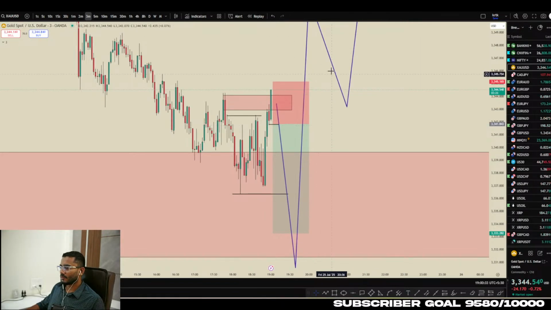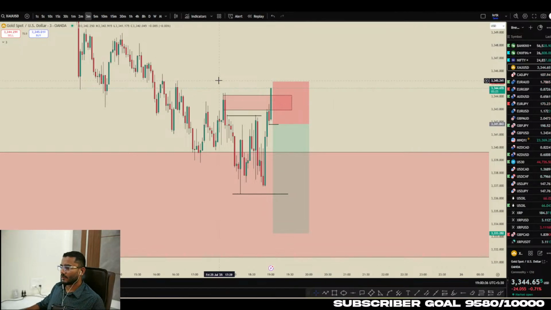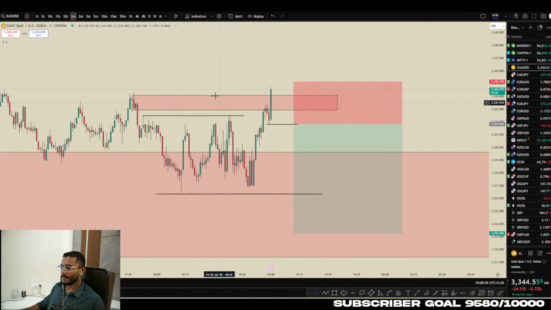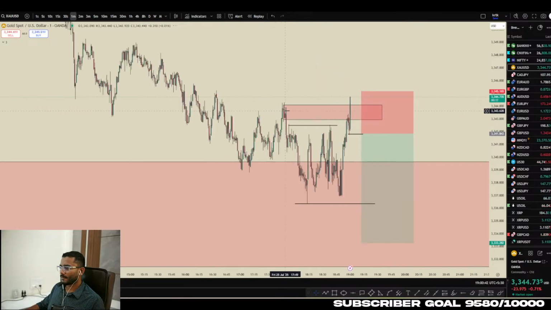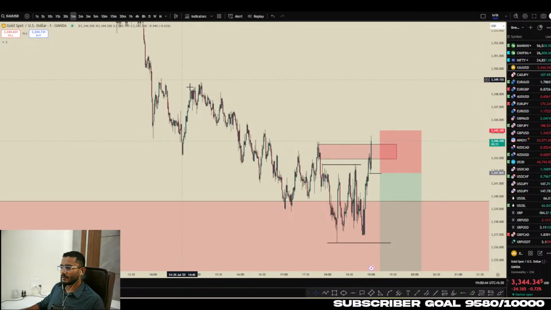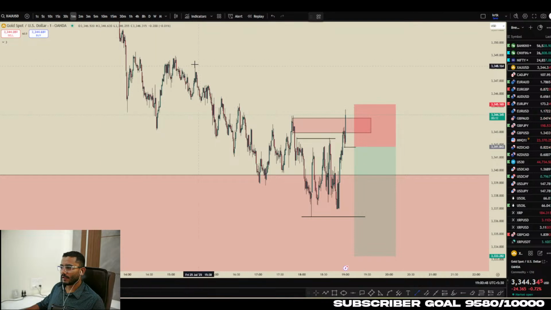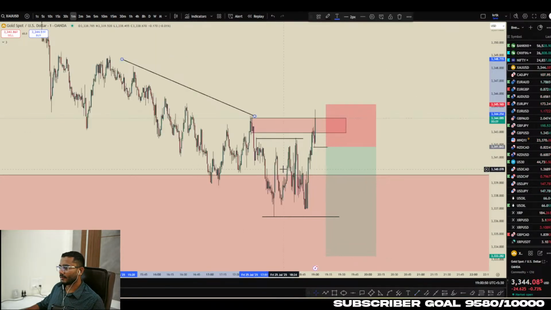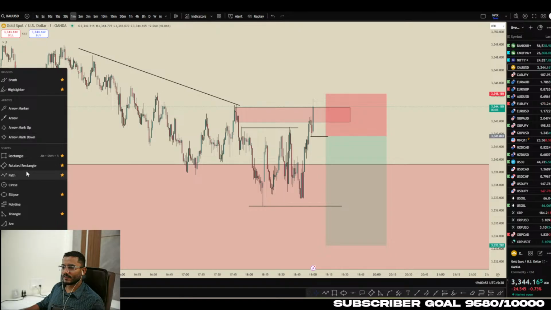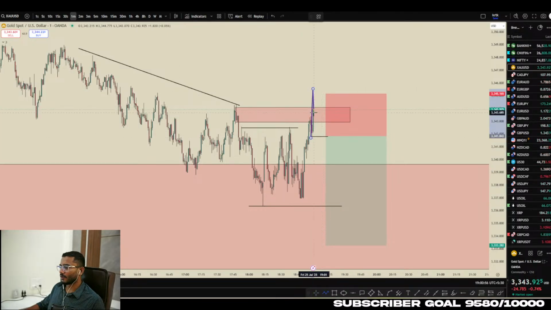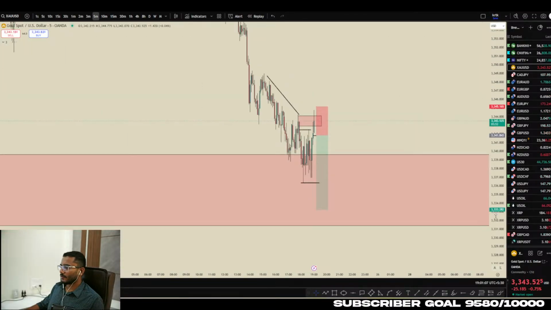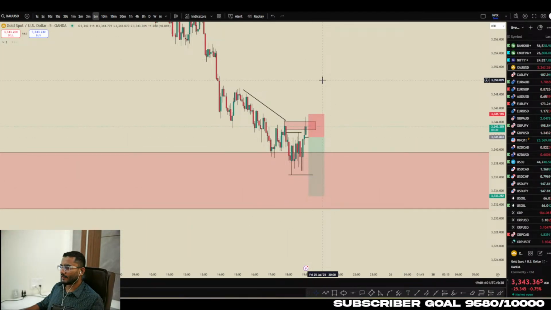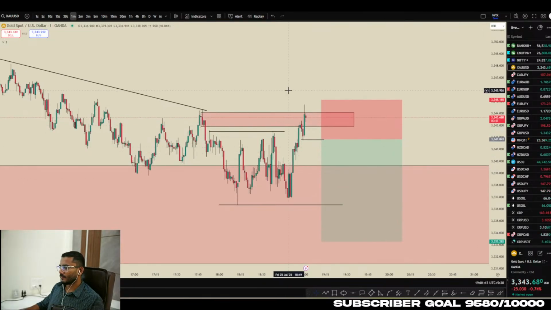There is no mitigated order block over here. Like every structure here is mitigated. So price can sweep this upside liquidity, and then it can continue to the downside. But I'm waiting for price to create a change of pattern for buy side. Let's see how price.